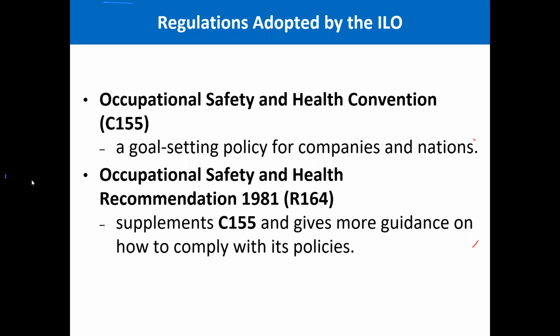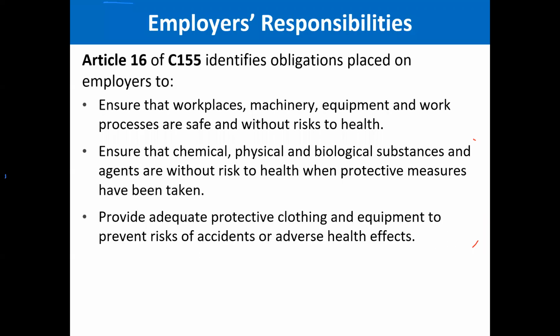Okay, what are the most common documents related to health and safety issued by the ILO? They issued the Occupational Safety and Health Convention, C-155. So the convention C-155, this is the Occupational Health and Safety Convention, and it is the most important convention related to health and safety that the ILO has issued. It is a goal-setting policy for companies and nations. So even if you're a company and you want to follow it, you can go ahead and follow it. Or if you're a country and you want to follow it, you can develop your own legal framework based on this convention. Then there is the Occupational Health and Safety Recommendation, R-164, issued in 1981, and it supplements the requirements of C-155 and gives more guidance on how to comply with those policies.